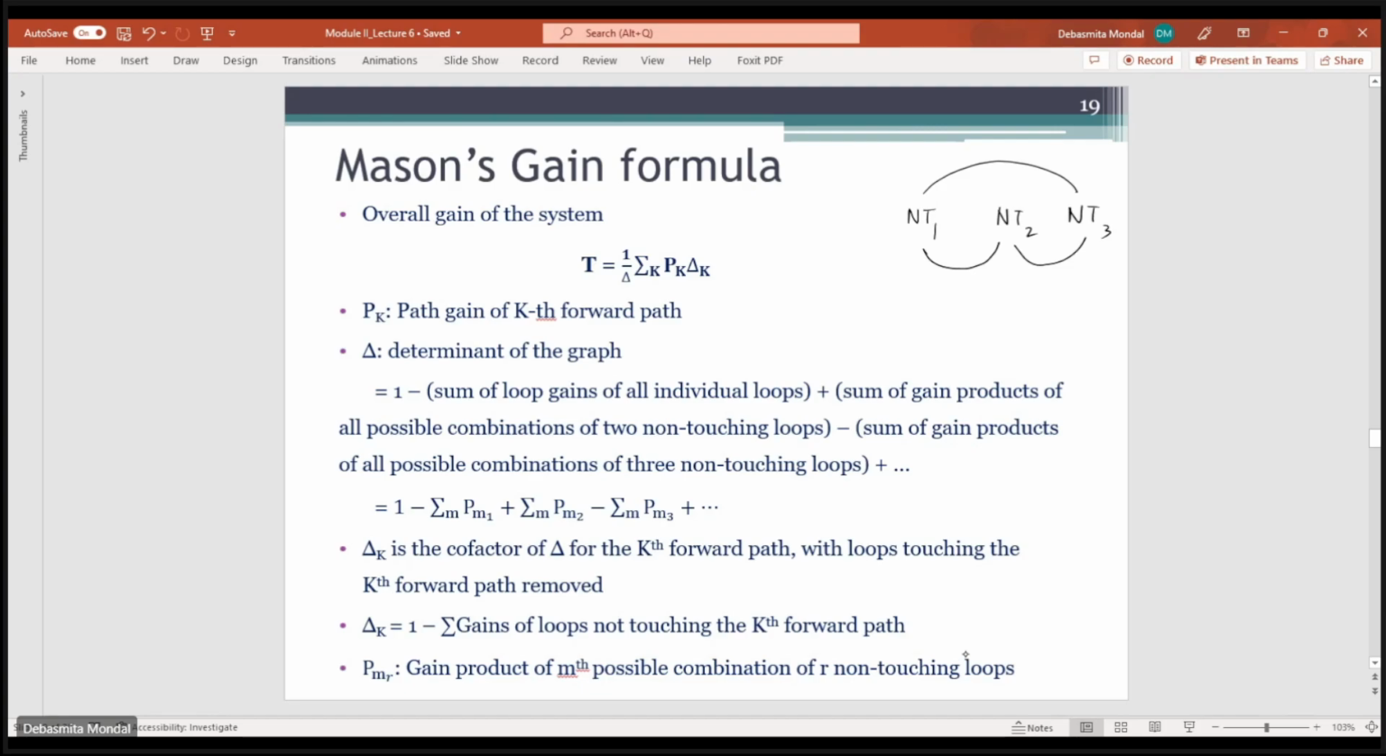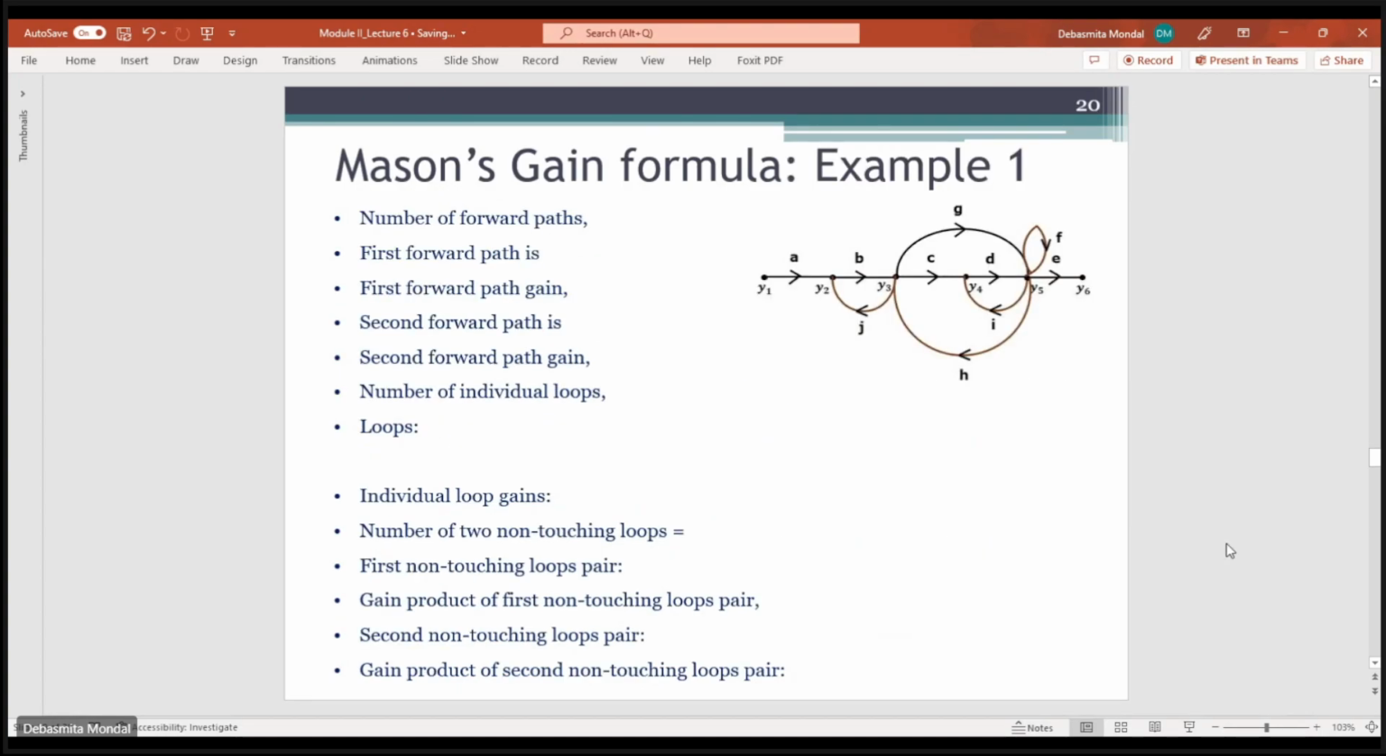So basically, what you need to find from a signal flow graph is the value of delta, and the values of Pk and delta k. Once you have found all these values, you can use this formula and find the overall transfer function or overall gain of the system. This will be more clear if we do one example.